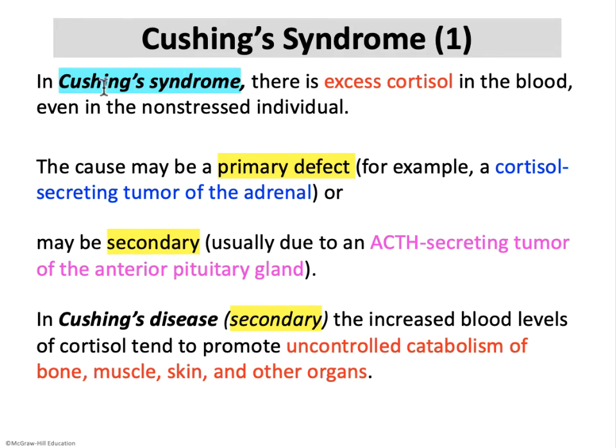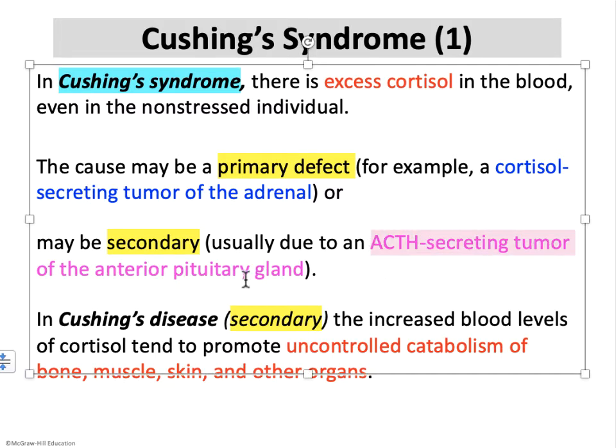Another disease is called Cushing syndrome. This is due to too much cortisol in the blood of the patient, whether they're stressed or not. The cause may be a primary defect, again with the adrenal tissue itself, or it may be secondary, normally as a result of the hormones that talk to the adrenal gland being unregulated. An example here is an ACTH-secreting tumor in the anterior pituitary gland of that patient.